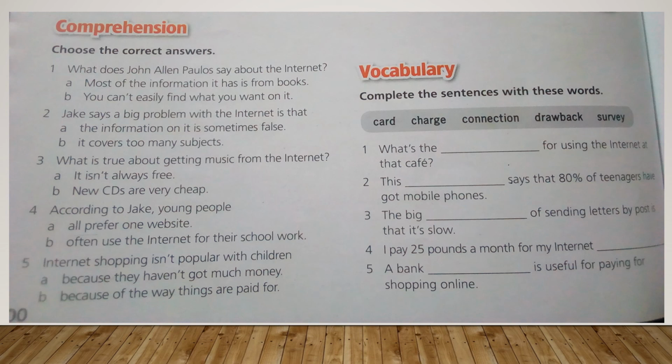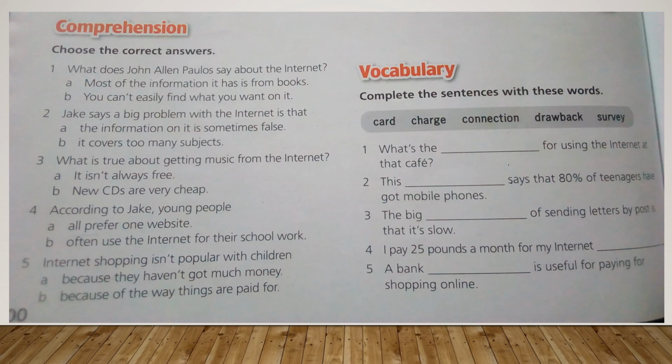Vocabulary. Complete the sentences with these words: card, charge, connection, drawback, and survey. 1. What is the charge for using the internet at that cafe? What is the price for using the internet at that cafe? 2. This survey says that 80% of teenagers have got mobile phones. What did we say has statistics and figures and numbers in it? It is survey. Excellent. 3. The big drawback of sending letters by post is that it's slow. The big disadvantage of sending letters by post is that it is slow.